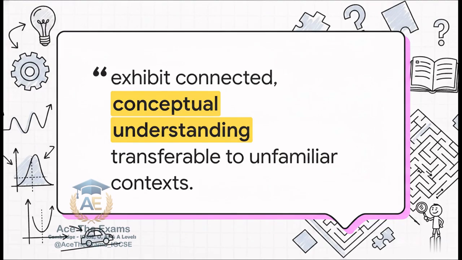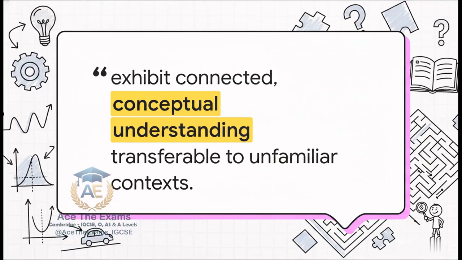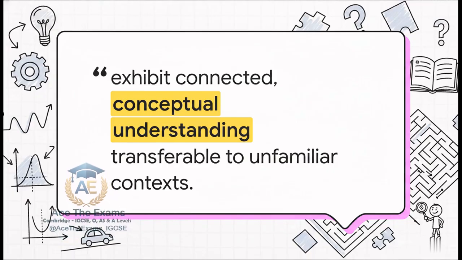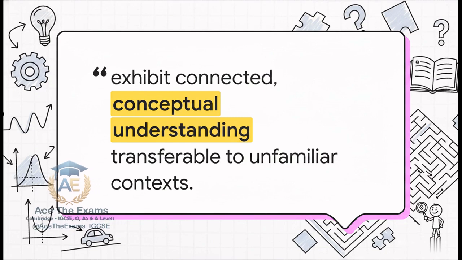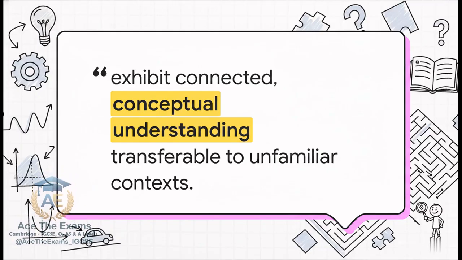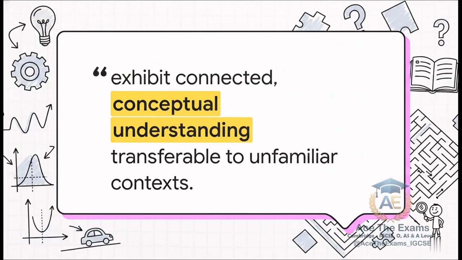Okay, so this quote right here, straight from the Cambridge syllabus, brilliantly illustrates exactly what separates an average, standard answer from a top-tier, top-scoring one. It reads, top-performing students exhibit connected, conceptual understanding transferable to unfamiliar contexts. Let's break that down for a second, because it's packed with meaning. What does connected understanding actually mean? Well, it means seeing how the derivative relates directly back to the original function. It dictates the shapes of graphs, and it models real-world changes.